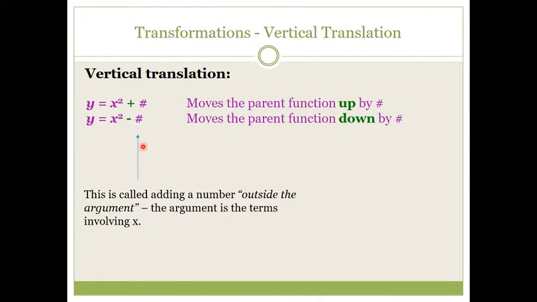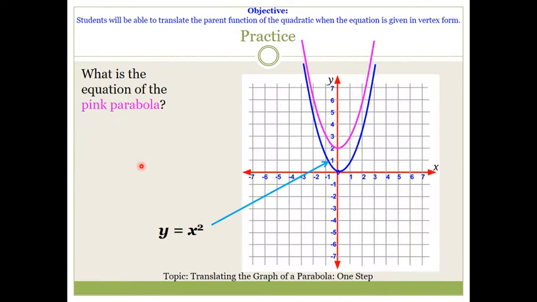In your lesson, when you add a number on the outside like that, they call that adding a number outside the argument. And when they're talking about the argument, they're referring to the x terms. So the argument would be anything where the x's are. And if you go outside of that, then we say it's outside the argument. So let's take a look at one of those real quick.